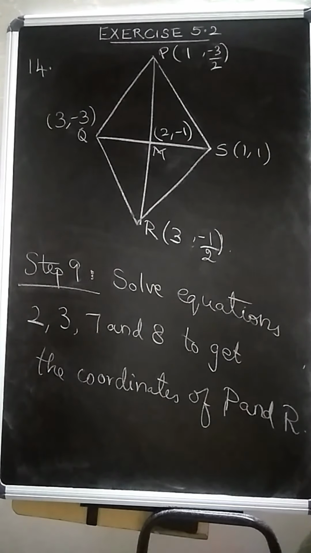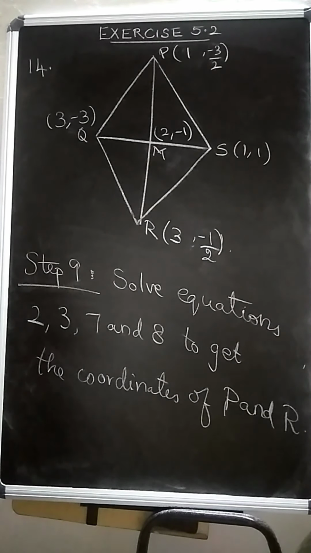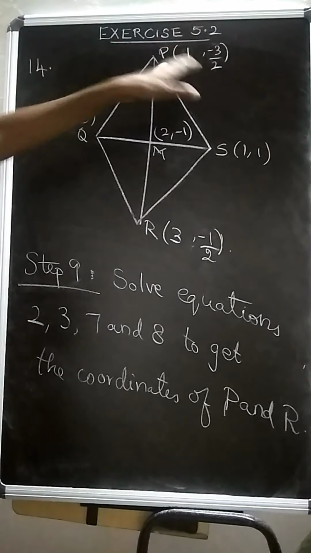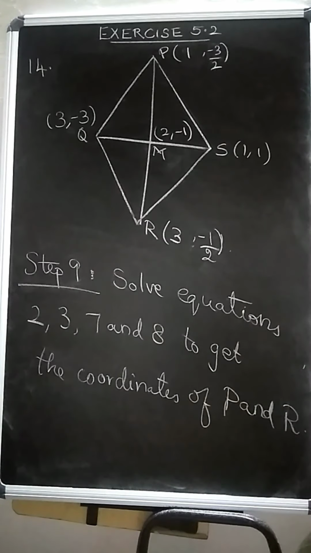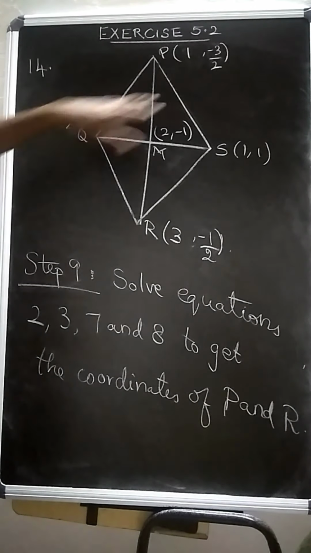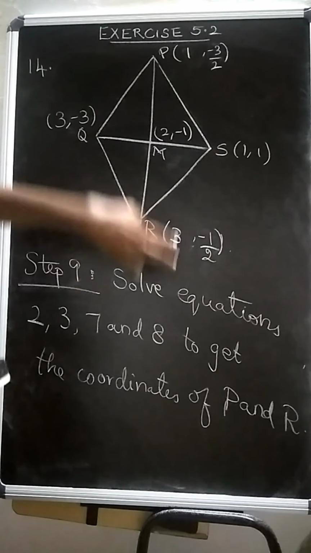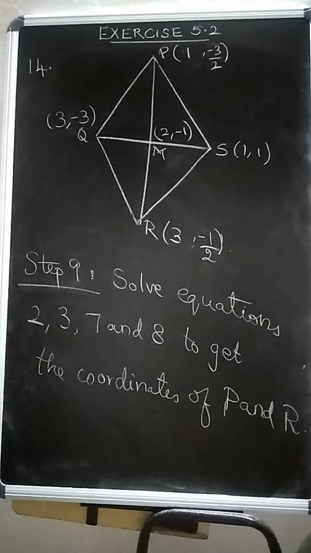Step 9. You will solve the equation number 2, 3, 7 and 8, solving linear equations, and you will now get the coordinates of P and R. So the value of P they have asked you in the question, which will be either the P value or it can be also the R value what you have got. So your answer will be either 1, minus 3 by 2 or 3, minus 1 by 2.